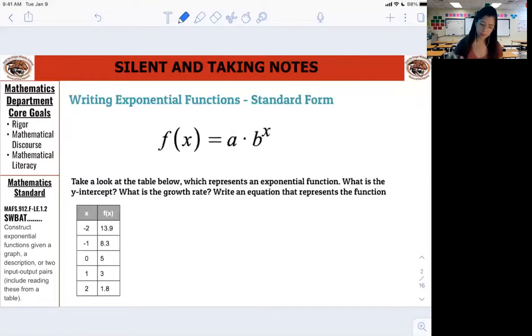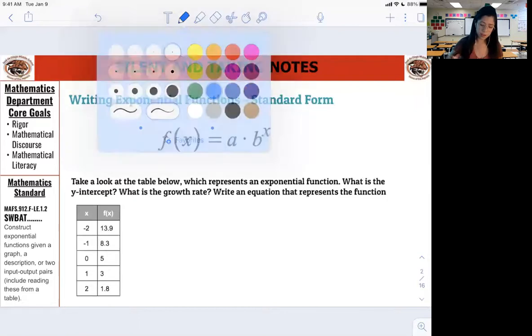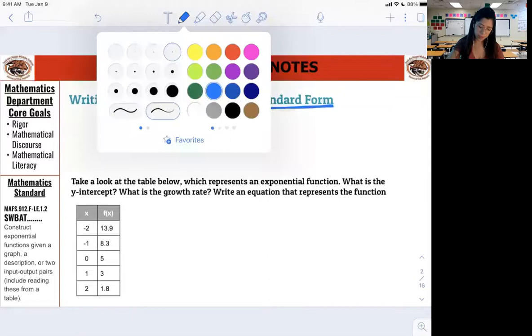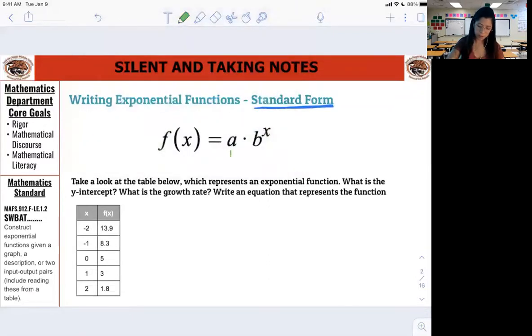You can go ahead and write down this equation right here, which is the standard form of exponential functions. When we write an exponential function, they're pretty much always going to look like this. I'm going to label them because A and B represent two different things. Does anybody happen to remember from yesterday what A represents, or what B represents? Intercept, and B represents the growth factor. Yeah, good. So A represents the y-intercept, and then B represents the growth rate or factor.